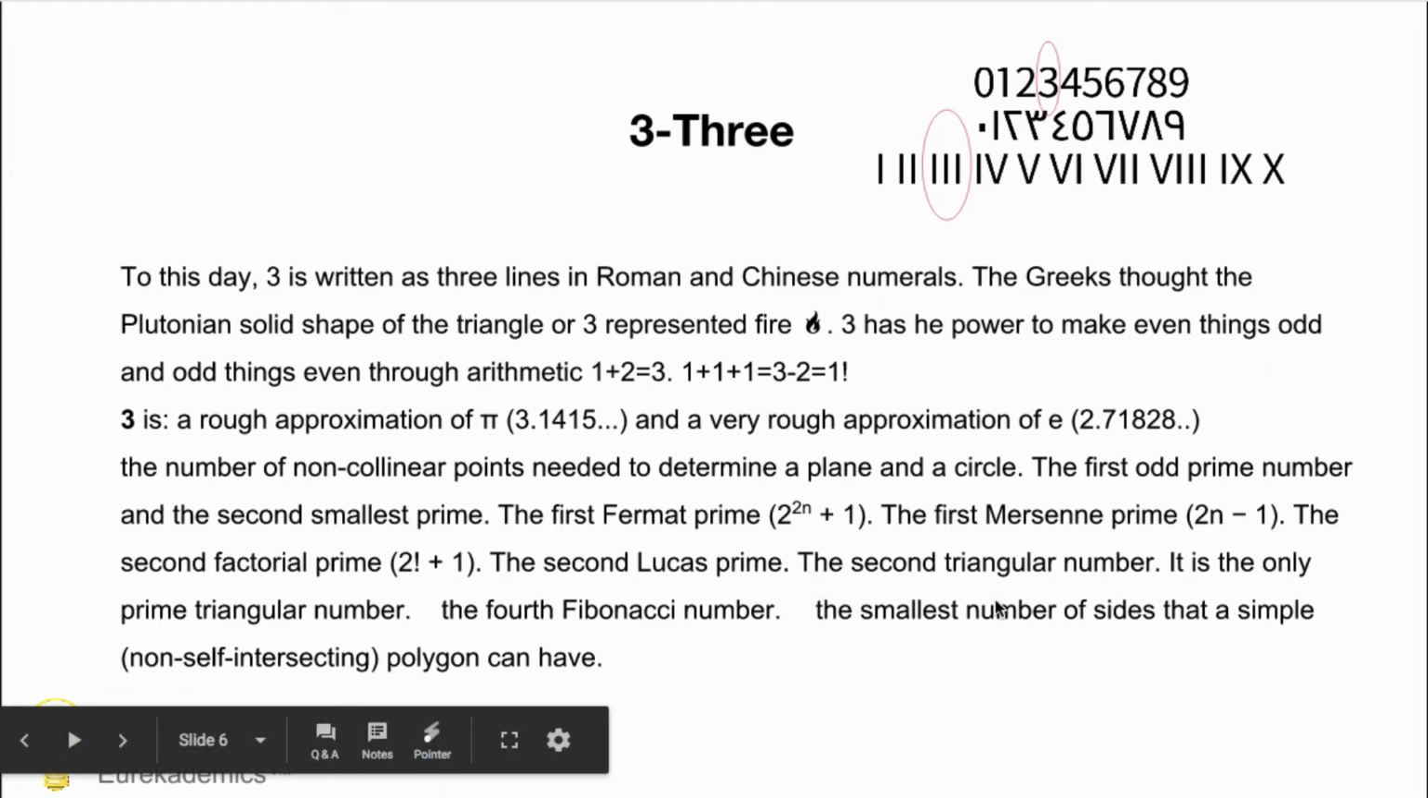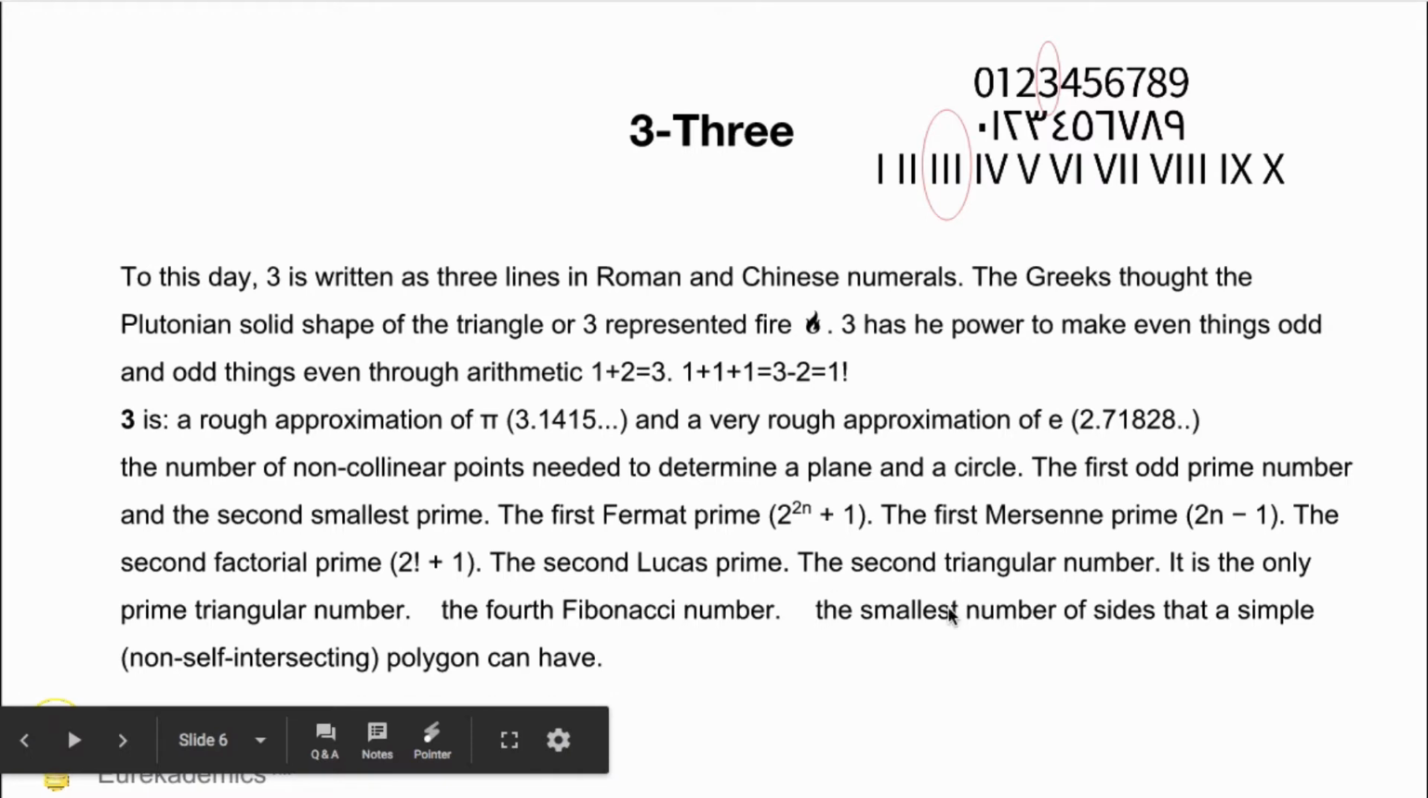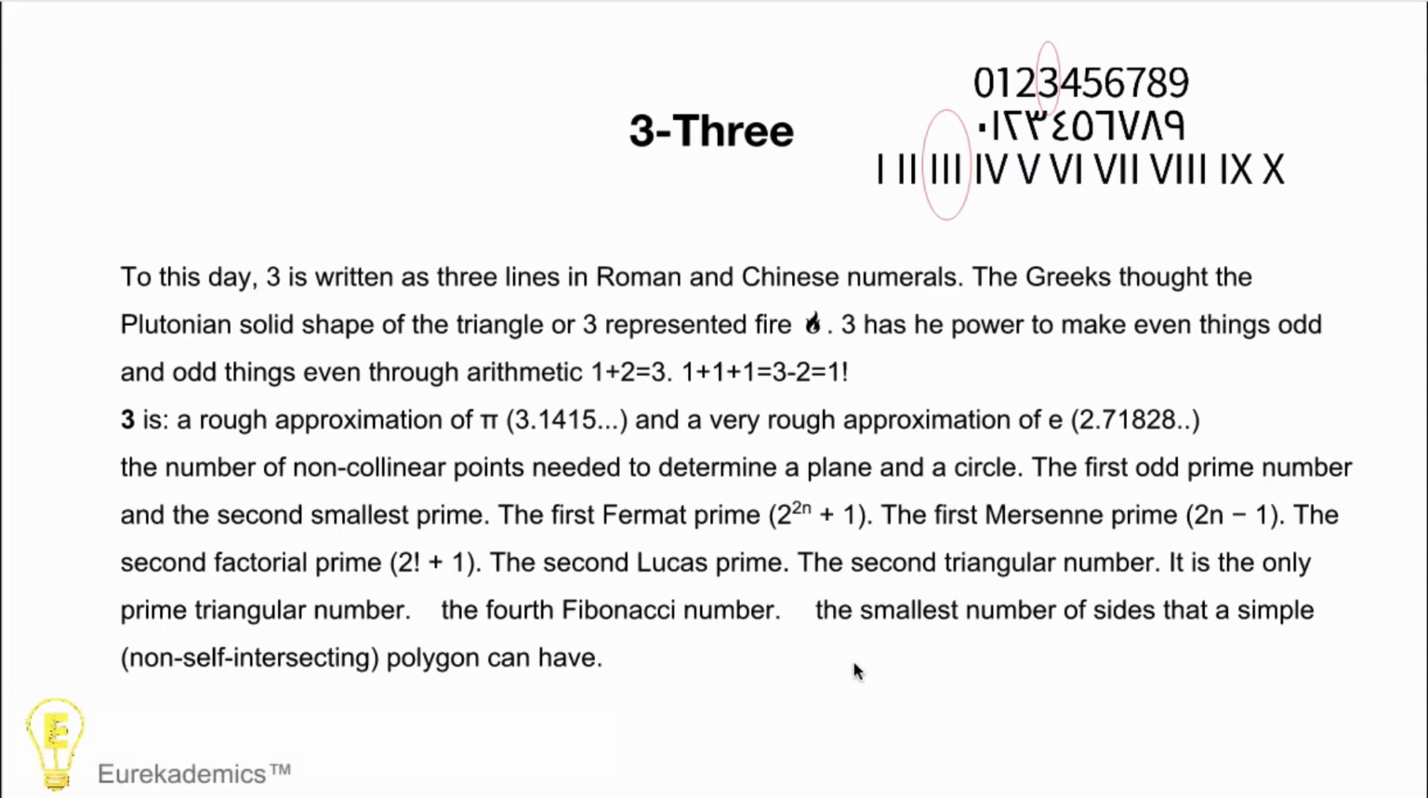It's the second triangular number, and it's the only prime triangular number. It's the fourth Fibonacci number, and it's the smallest number of sides that a simple, non-self-intersecting polygon can have. So we need at least 3 sides to make a polygon with non-intersecting sides. That makes a triangle, which represents the whole fire thing that the Greeks talked about.